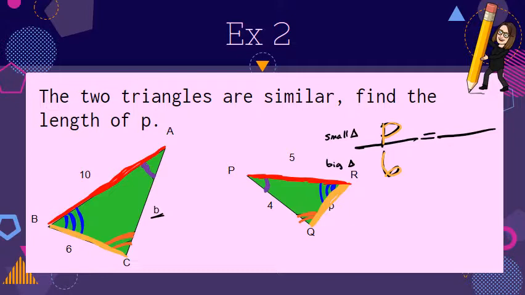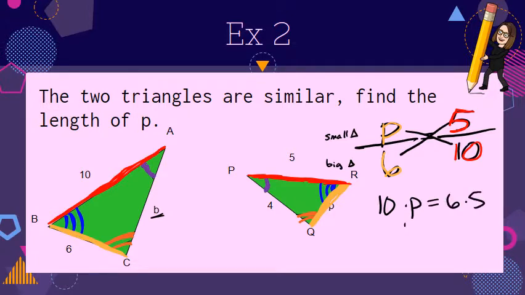All right, small triangle. I highlighted 5 on the small triangle. I highlighted that in red. Well, which other side's red on the big triangle? That would be 10. So 10 is on the big triangle. Now we get to cross multiply. I have 10 times P, and I have 6 times 5. I have 10P equals 30. If I divide both sides by 10, remember if you need to draw your line, please do so, and P equals 3.